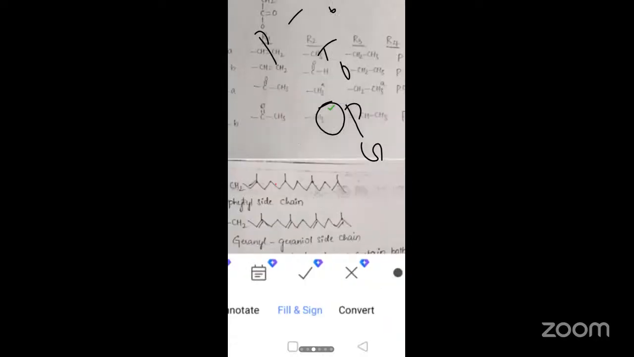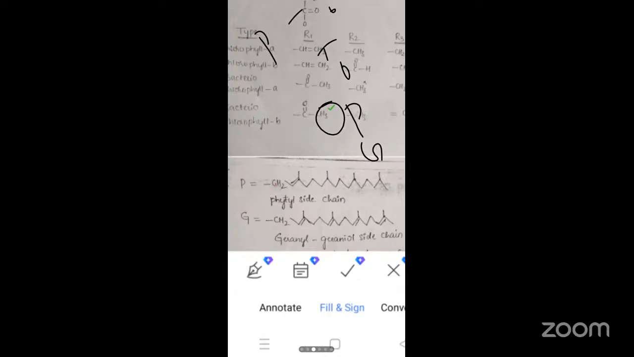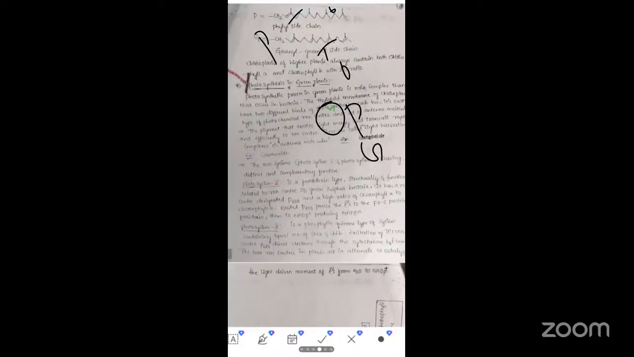Geranyl means alternating double bonds are there. The geranyl chain contains 20 carbons here. All are saturated and contain alkyl groups, but here geranyl contains alternating double bonds. These are involved in the photosynthesis reaction.